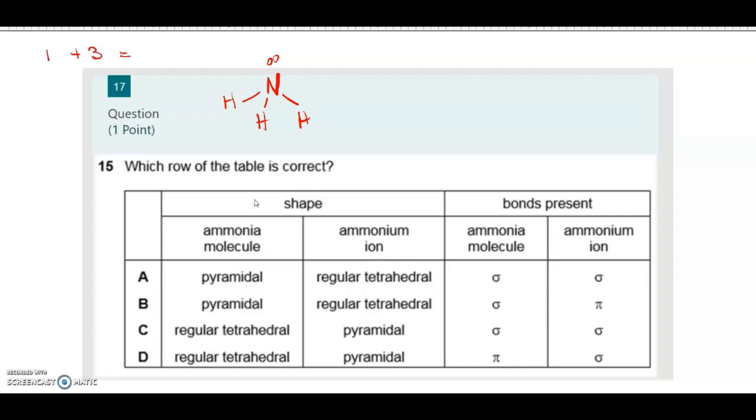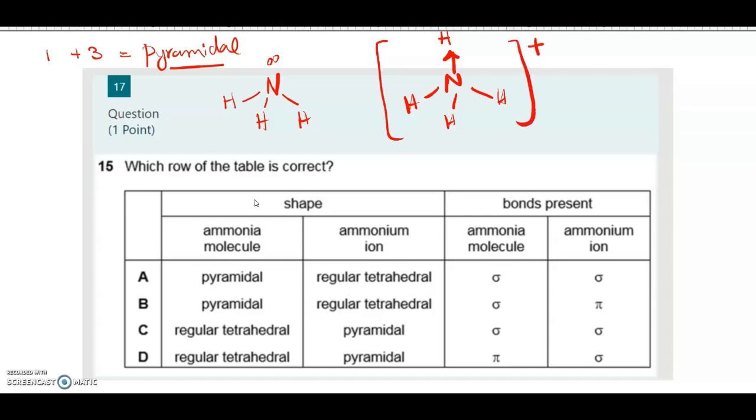We have a shape of a pyramid. So we have a pyramidal shape. And when this nitrogen shares its lone pair with hydrogen, it becomes the ammonium ion. And this ammonium ion, you can see, has a tetrahedral structure.